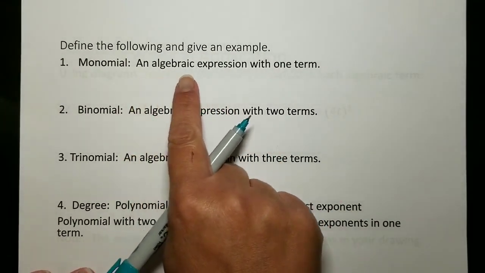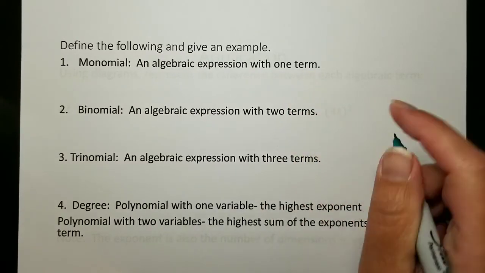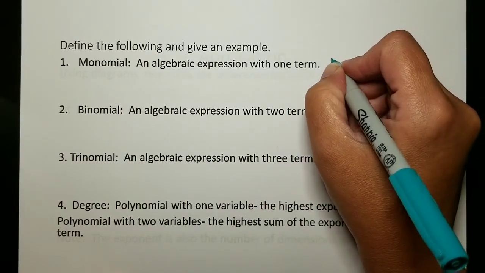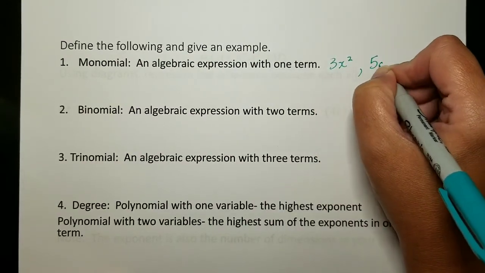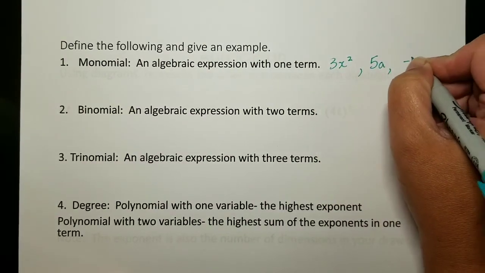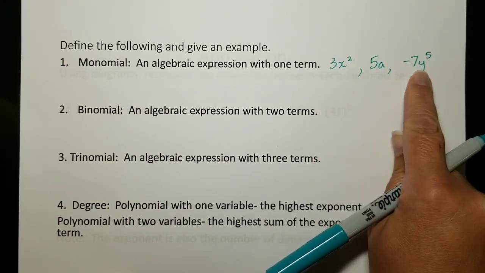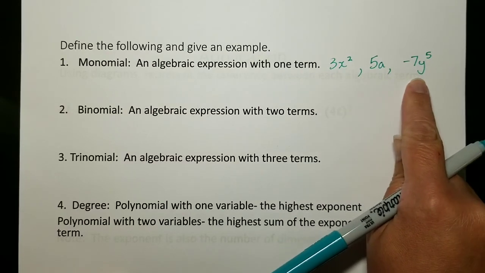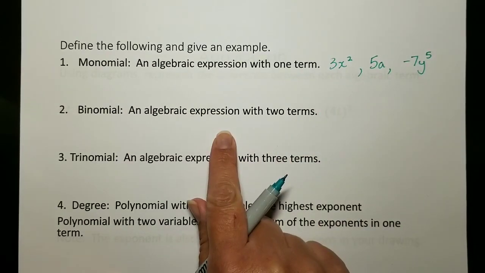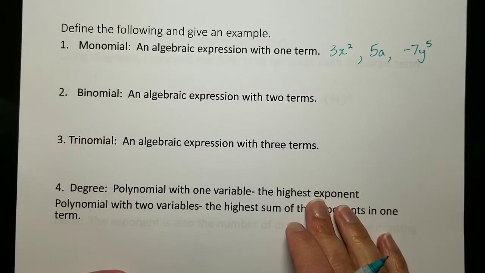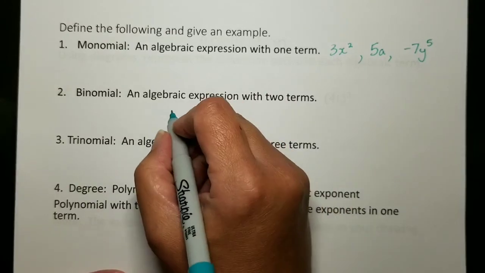So here, monomial, again, is an expression with just one term. So examples of that might be 3x squared, 5a, negative 7y to the exponent 5. Each of those are one term. And this is not one example, it's 3 different examples. A binomial is a specific kind of polynomial where there are 2 terms.